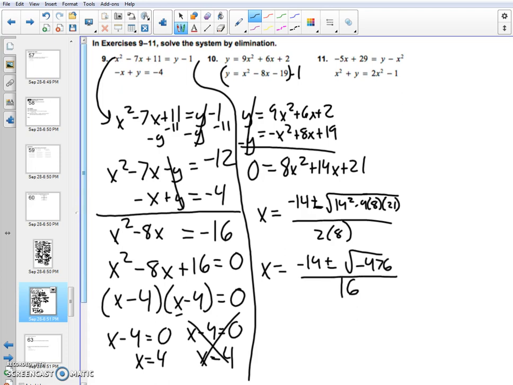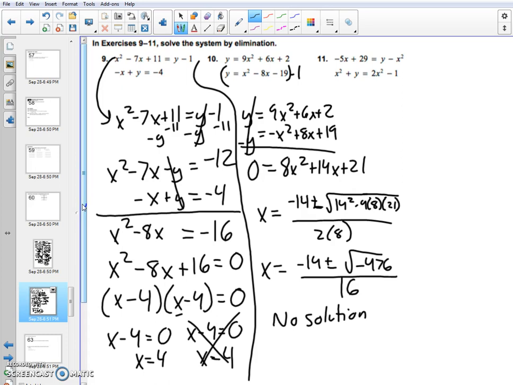So the deal is, I can have a solution with i here, but when I'm solving systems of equations, I want to figure out where they intersect. If I end up with a negative under that radical, that means they do not intersect at all. So I have two parabolas here that do not intersect. So I would say no solution. So no real solution really is what's happening here.